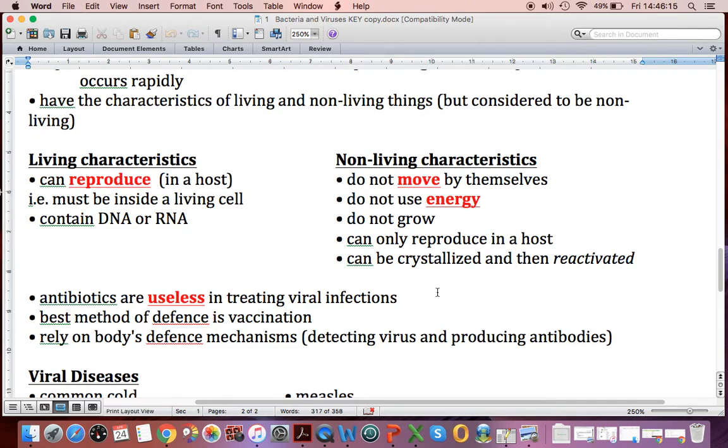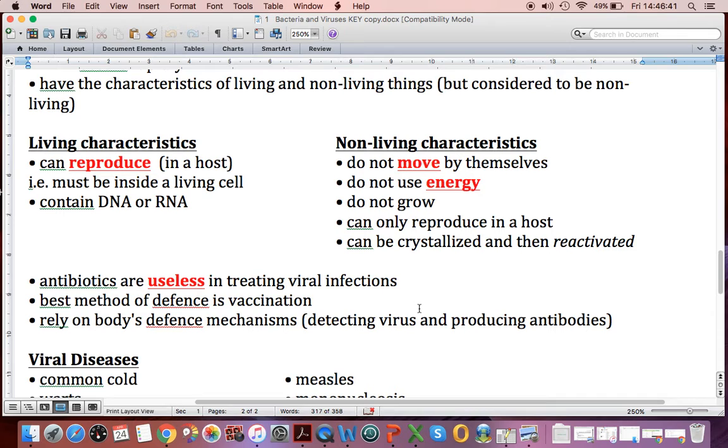Antibiotics are useless in treating viral infections. So if you have a cold, that will be caused by a cold virus. You go to a doctor and say, gee, I need something for this cold. The doctor is going to say, no, antibiotics will not help. You're going to have to rely on your immune system to get rid of that virus. Another method of defense is vaccination and the body's own immune system. And we'll talk about that in a later video.